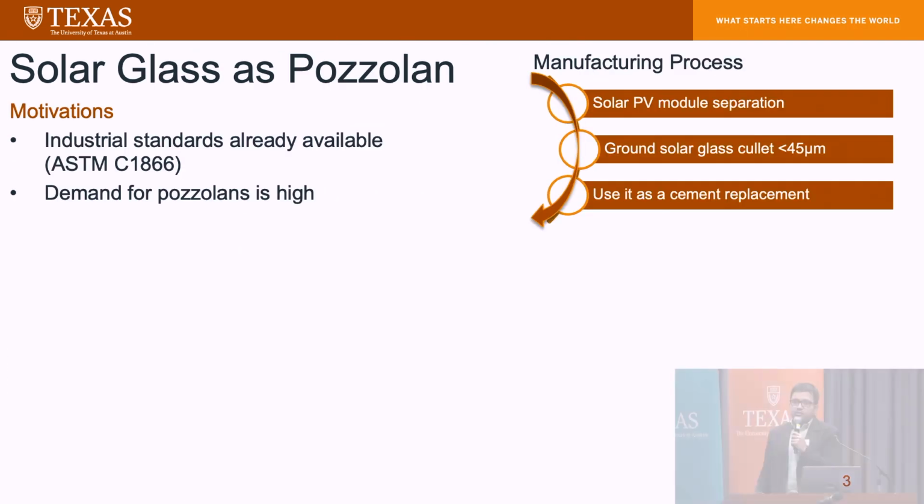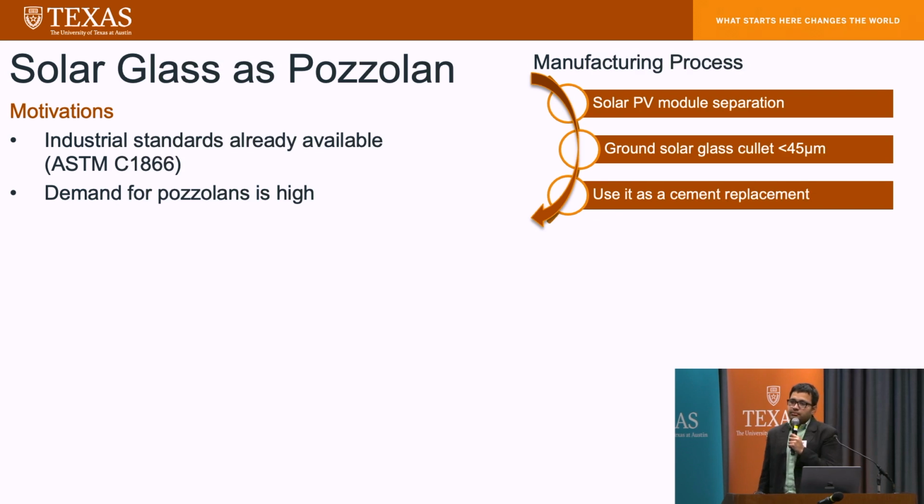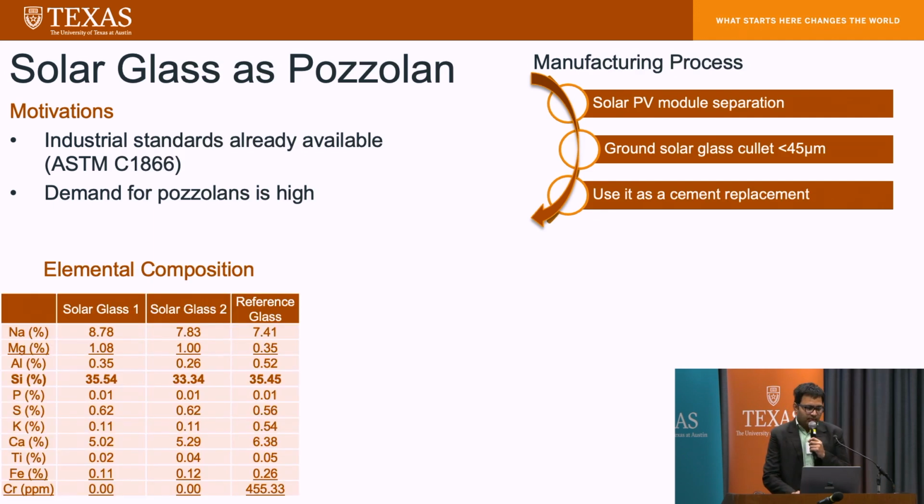So if we talk about motivations, there are already some industrial standards available for using glass as a pozzolanic material. So we can use them to verify that our material actually conforms to industry standard. And also, as I mentioned before, demand for pozzolans is very high right now. And the way we are going to do it is we are using waste glass from a company, and then we grind it very fine in the lab so that it can react with the cement and water, and then use it as a cement replacement.